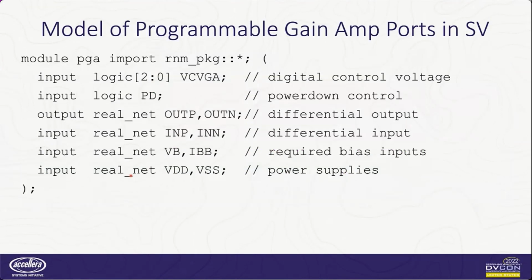So here's a port list for that DUT. We have our logic signals for our VCVGA, and our power down control. And then we have real nets, which are just SystemVerilog net types that have been defined to have a real number on the net. And we have real nets for all of our inputs and outputs that are going to be analog signals.